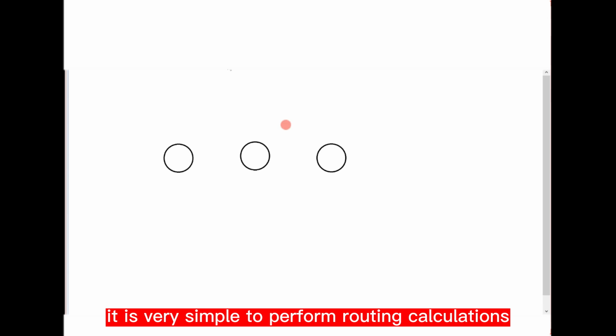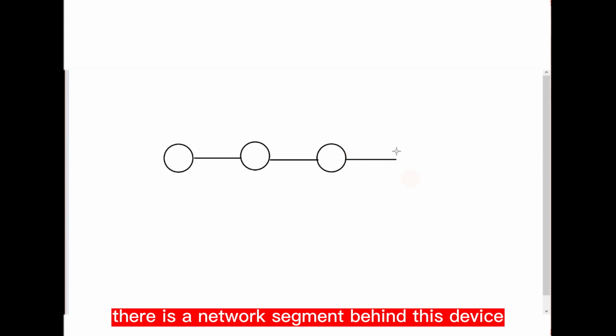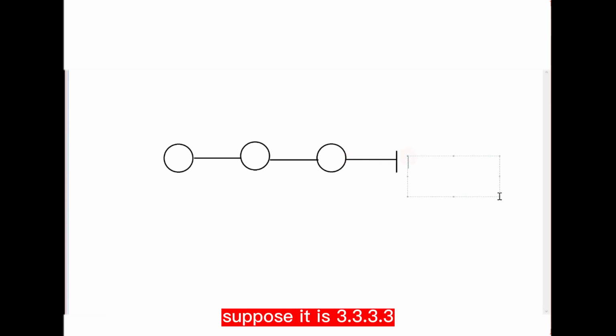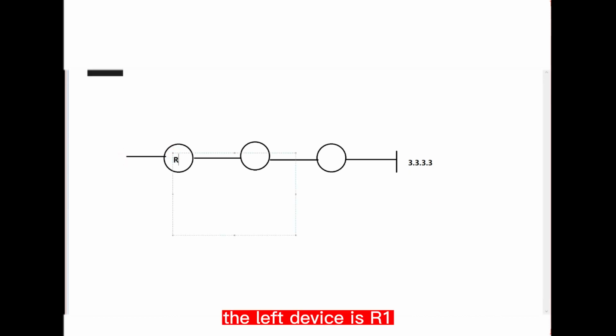I will draw a picture. For RIP, it is very simple to perform routing calculations. I draw 3 devices here. There is a network segment behind this device. Suppose it is 3.3.3.3. The left device is R1. This is R2. This is R3.